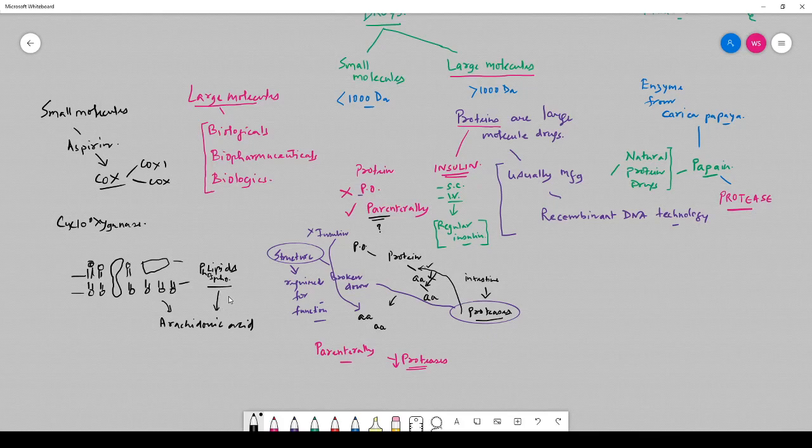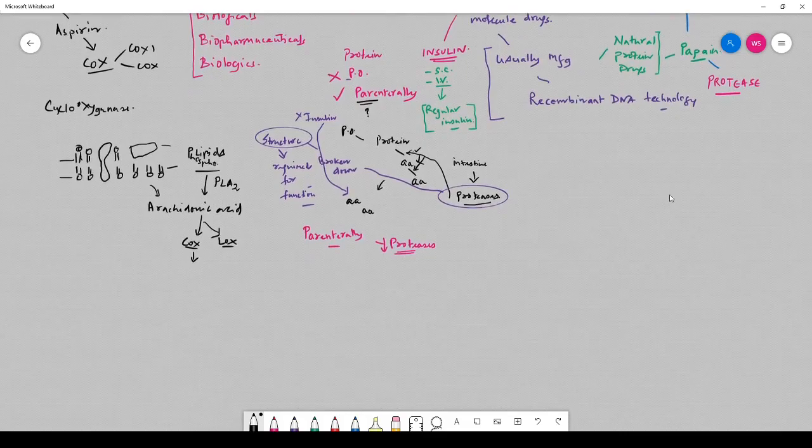Phospholipids, under the action of phospholipase A2, get converted to arachidonic acid. This arachidonic acid is acted upon by COX and LOX, cyclooxygenase and lipoxygenase, to give rise to inflammatory mediators. So our aspirin, what does it do? It blocks cyclooxygenase. So inflammatory mediators are not released, and therefore it becomes an anti-inflammatory drug.